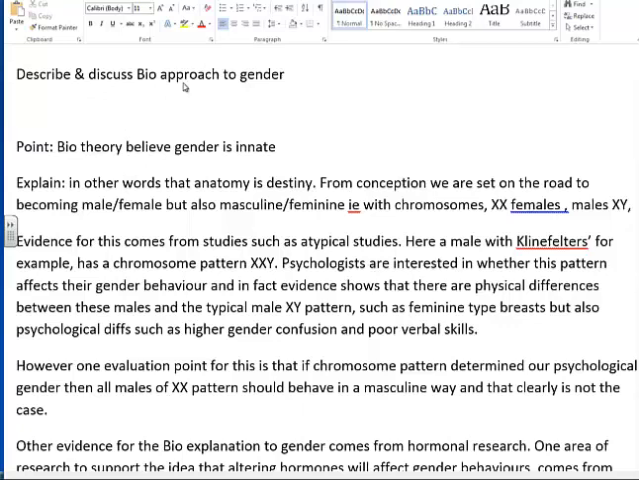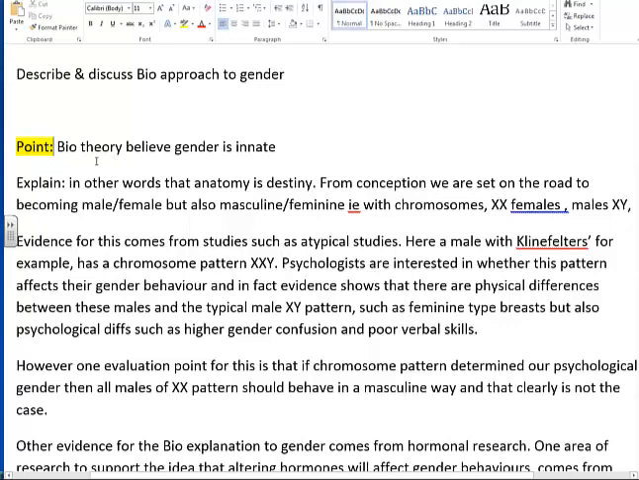Describe and discuss. And this is going to be a very similar format. You've already had a look at this with one of the other videos, but I'm just going to run through it for the biological approach to prepare you for this test. So as you know, we start off with a point. What's our point? Our point here is what does the biological theory think? Because you're comparing it with all the other approaches and what they think.